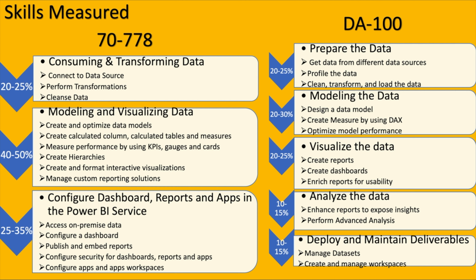So let's talk about 778 more. In this one, there are majorly only three sections. The very first section, consuming and transforming the data, has a weightage of 20 to 25%. However, as you can see on my screen, modeling and visualizing data is the most important part, with 40 to 50% of the weightage of the total number of questions. And the last one, configuring dashboards, reports, and apps in the Power BI service, is 25 to 35%. So that's how these two exams are measuring the skills.